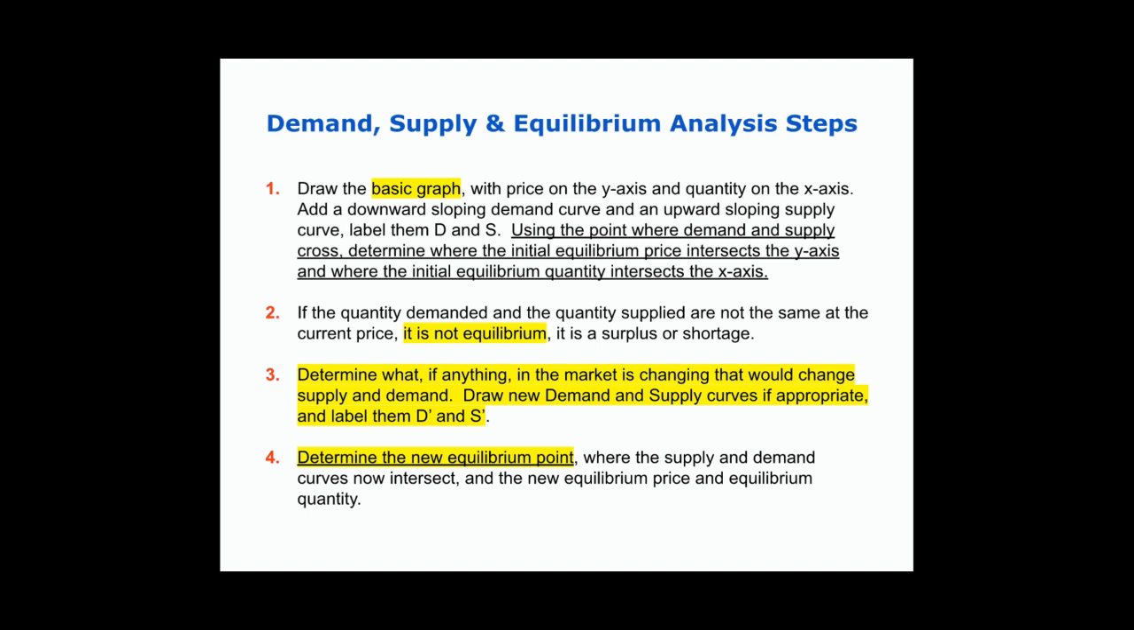Now, we use the facts to understand the situation and determine what, if anything, in the market is changing that would change supply and demand. There are 6 things that change supply. There are 6 things that change demand. If one of those things is changing, then we have to change the demand or supply curve and draw new demand and supply curves and label them as such. Once we've done that, we can easily determine the new equilibrium point where supply and demand now intersect and what the new equilibrium price and quantity are.